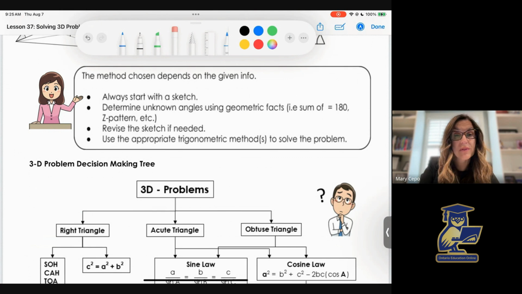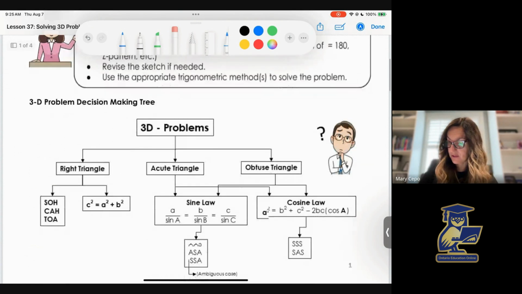Now, sometimes we have to revise the sketch if needed, meaning if you have some information, you've calculated something, revise the sketch to reflect the information that you've solved for. We're going to also use the appropriate trigonometric methods to solve the problem. Now, how do we decide which method to use?